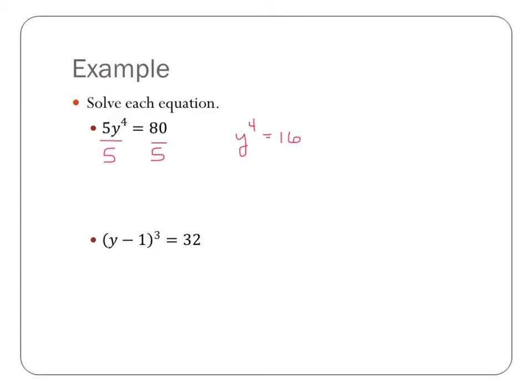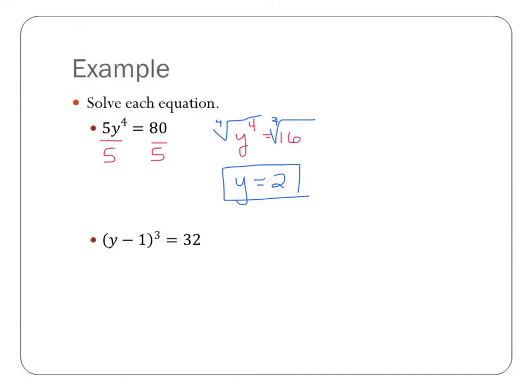And then how do you get rid of that fourth power? You take the fourth root. So the fourth root and the fourth power cancel, and the fourth root of 16 is 2.